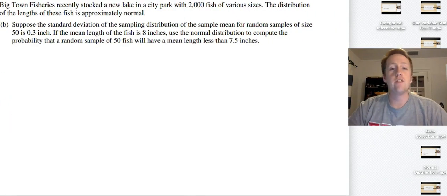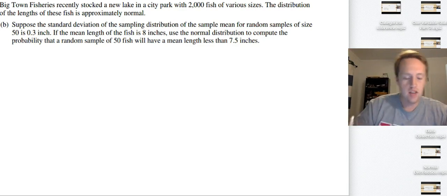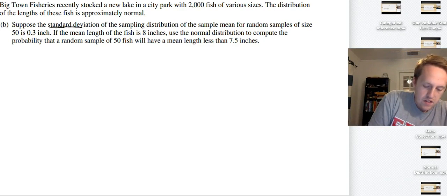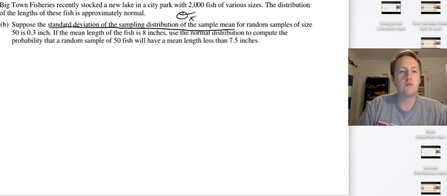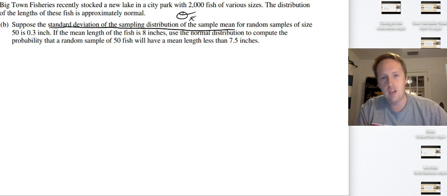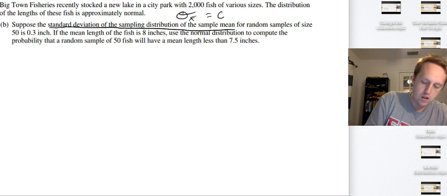Suppose the standard deviation of the sampling distribution of the sample mean. Okay, so I've messed this problem up so many times because I've done it over different years, and I always make the same mistake. Don't be me. This says the standard deviation of the sampling distribution of the sample mean. That is sigma sub x bar. They're not telling you sigma, they're telling you sigma sub x bar. So you should not divide that number by the square root of n. Anyway, suppose the standard deviation of the sampling distribution of the sample mean for random samples of size 50 is 0.3. So sigma sub x bar equals 0.3.